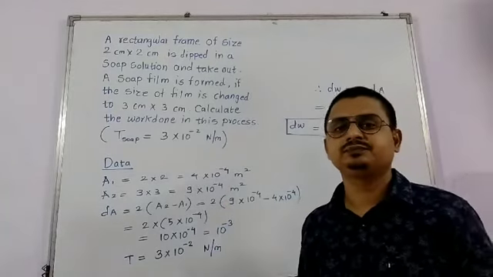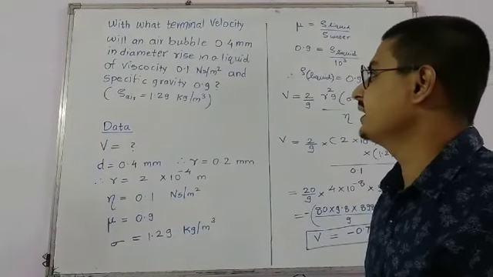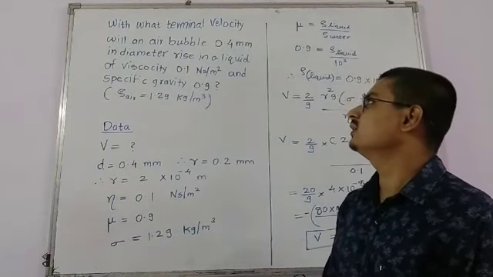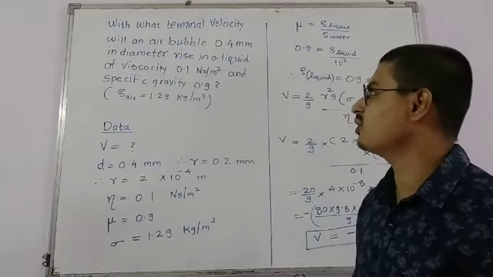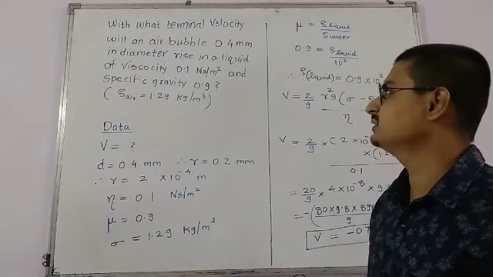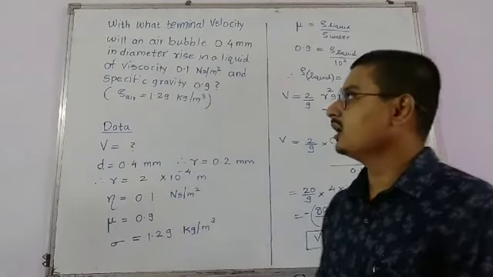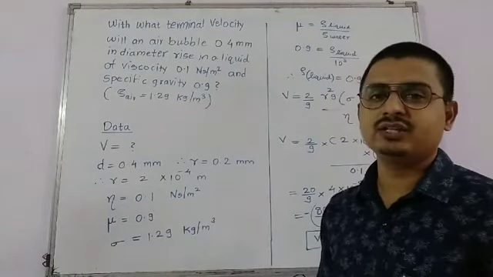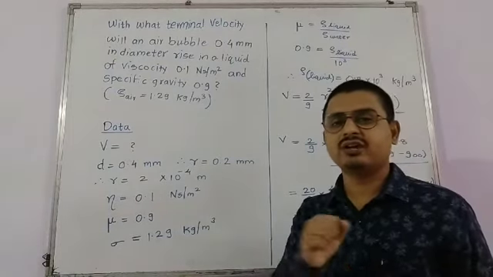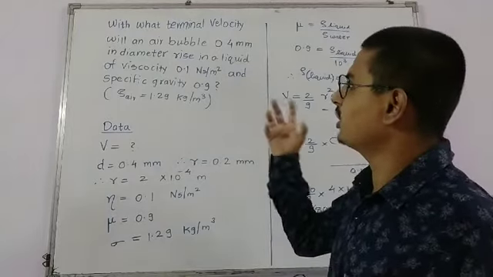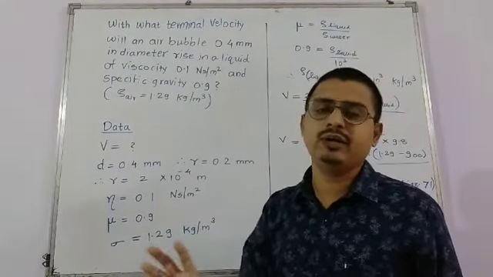Okay, fine. So the next problem is, with what terminal velocity will an air bubble 0.4 mm in diameter rise in a liquid of viscosity 0.1 Ns per meter square and the specific gravity is 0.9. Also given that the density of air is 1.29 kg per meter cube. So first we will extract the data. They are asking with what terminal velocity. So we have mentioned v is equal to question mark because we don't have terminal velocity.